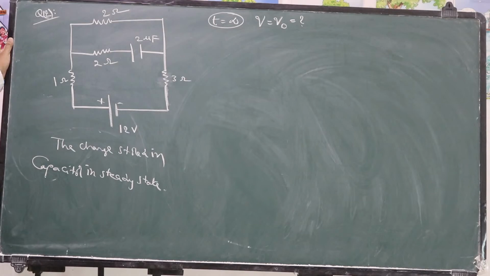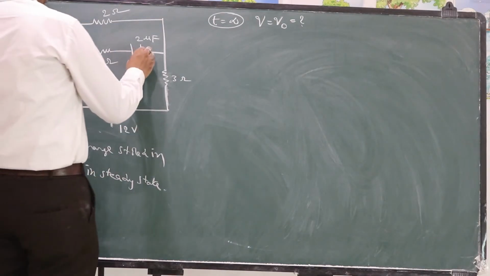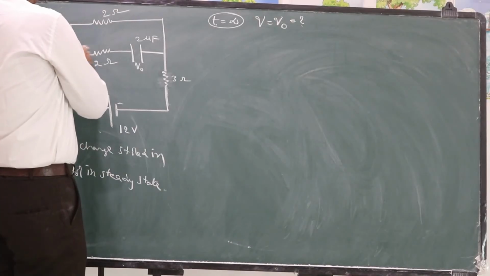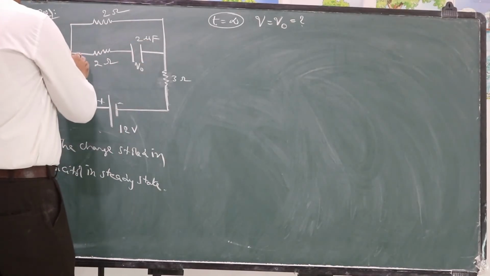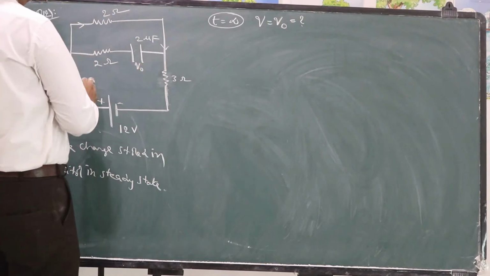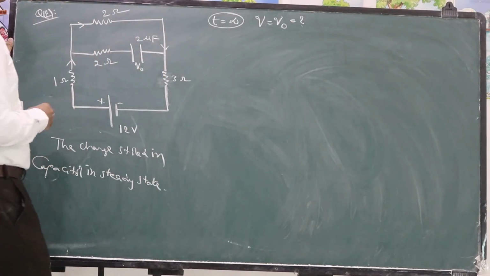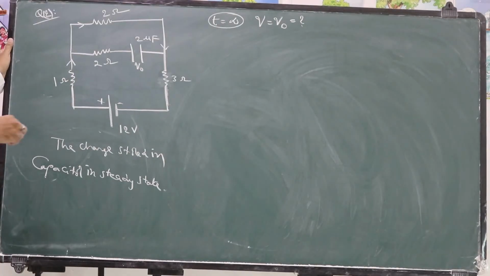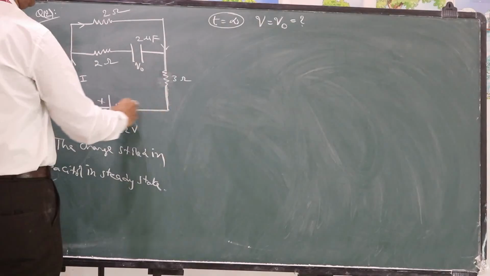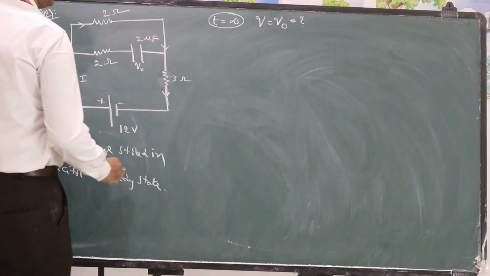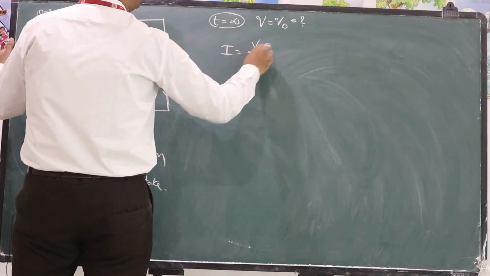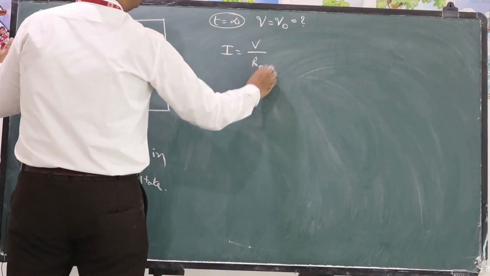You know that in steady state, once the capacitor stores the maximum charge, no current passes through the branch containing the capacitor. So the entire current passes through the other resistors, that means the other branches which don't contain the capacitor. Let I be the current given by the battery, which has to circulate throughout the circuit. So what is the current value? Current value is equal to voltage by equivalent resistance.